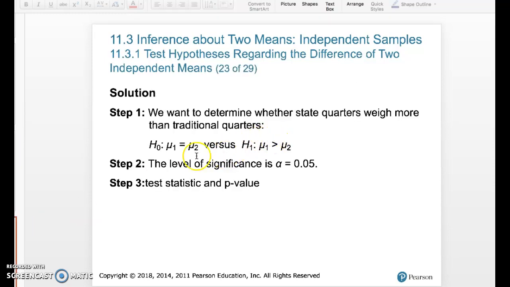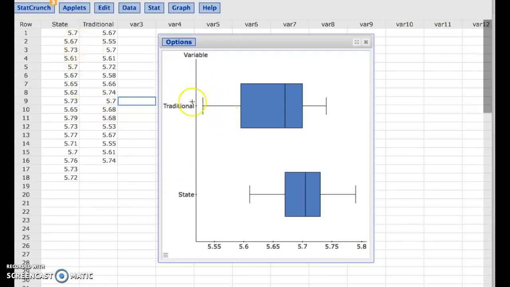And for our setup, we want to make sure we write out our null and alternative. Our null always has the equals, so if nothing is different between the two groups, our mean 1 equals mean 2. Our alternative, that these state quarters are heavier, our state quarters were our group 1, our traditional quarters were our group 2. If we forget which one we specified, we can always look back. So state is group 1, traditional is group 2, and then make sure you're not mixing these up when you look at the box plot.